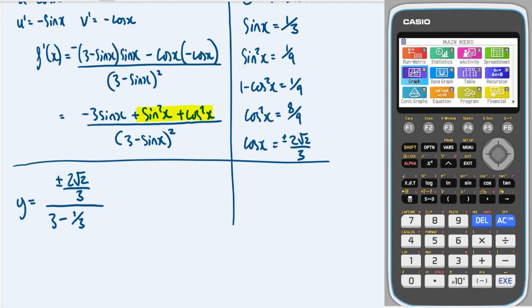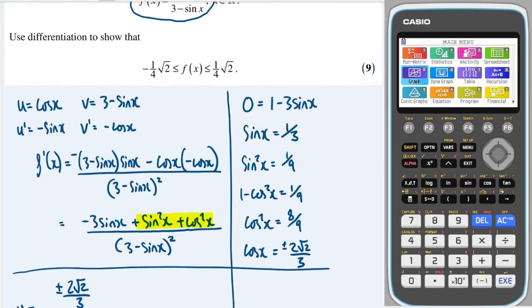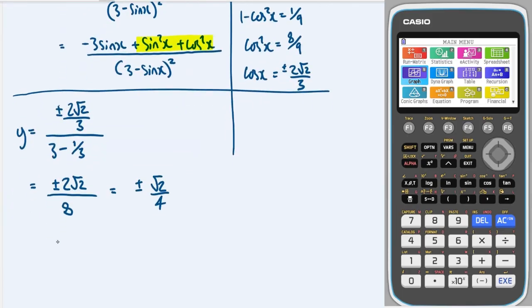Okay, great. Let's multiply through by 3, top and bottom, to get plus or minus 2 root 2 over 9 minus 1, which is obviously 8. So this simplifies down to plus or minus root 2 over 4. Okay, fantastic. And I think that is fine.